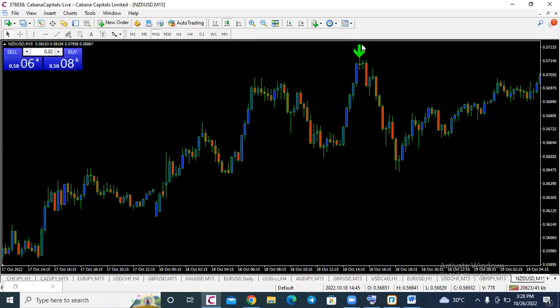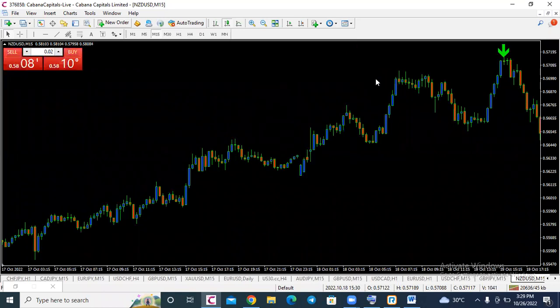This is another example of a good sell setup. You can see the arrow indicator, the profit sniper indicator, is above a candlestick. So we would have executed a sell trade after the close of this candle. Can you see that? Let me show you more example on the chart.